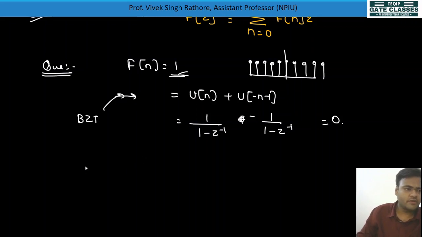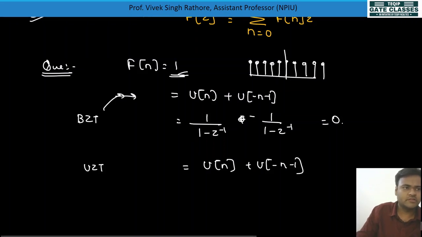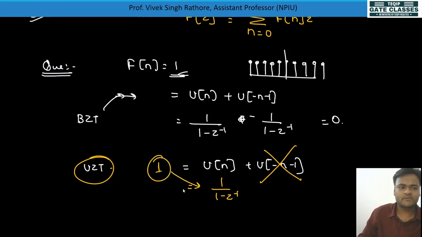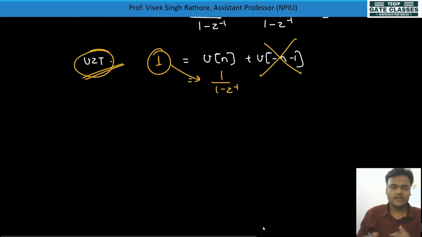But for the unilateral Z transform, it will be u of n plus u of minus n minus 1. For the unilateral Z transform, no negative values are taken, so this part will not be taken, and only u of n remains, which is 1 by 1 minus Z inverse. So ultimately 1 will have Z transform 1 by 1 minus Z inverse, and this is for the unilateral Z transform, nothing more than that.